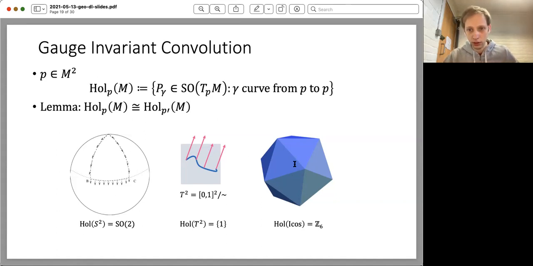So for example, if you start, actually, I don't know if you can see my mouse cursor, probably not. But if you start on one of these facets and walk around the vertex, then you will notice that your vector has been rotated by 60 degrees. And it's kind of impossible to see in this picture, but if you print out a net of your icosahedron, then you will notice that.